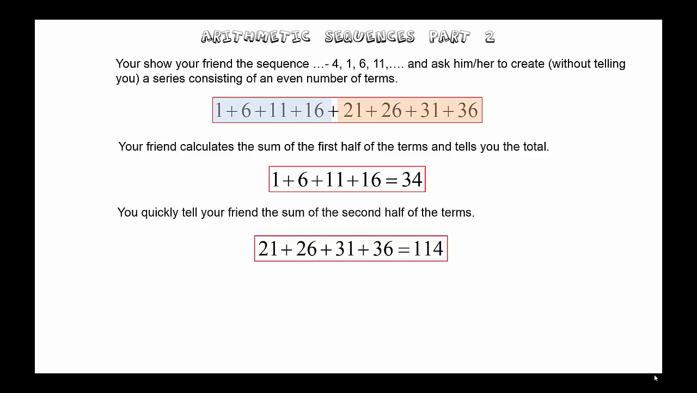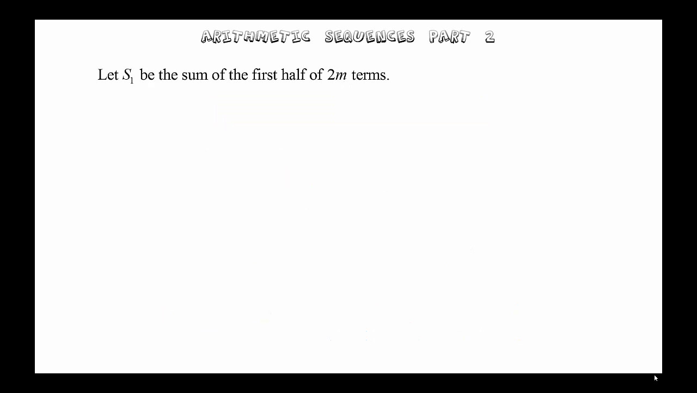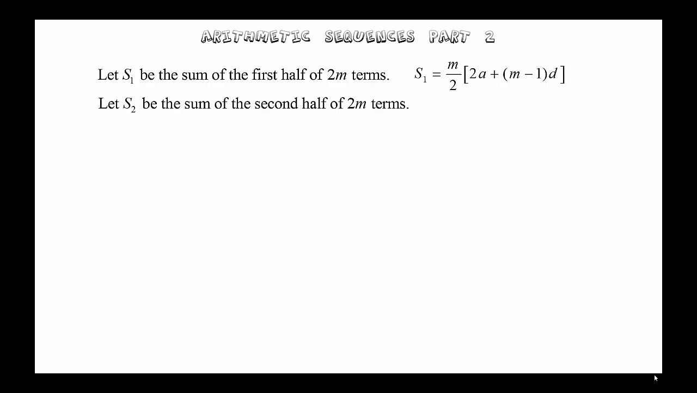But how would you be able to do that very quickly without using a calculator, especially if there will be many terms to add together? Let's see how we can do that. Let's begin by using some notation. Let's use S1 to represent the sum of the first half of 2m terms. That means, for example, if the subsequence consists of 20 terms, then m will be 10. 2 times 10 equals 20. And the formula that we will use to sum those m terms will be, as you can see there on the right. Similarly, let's use S2 to be the sum of the second half of that series.